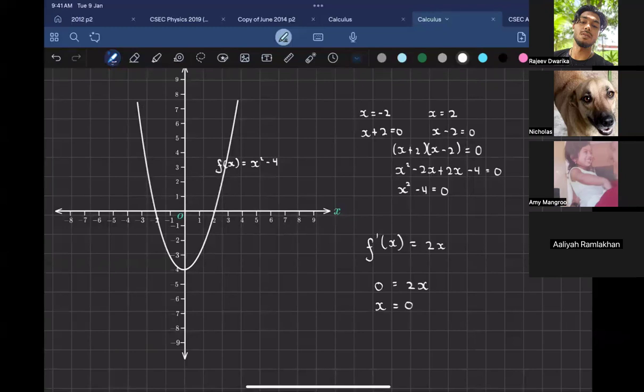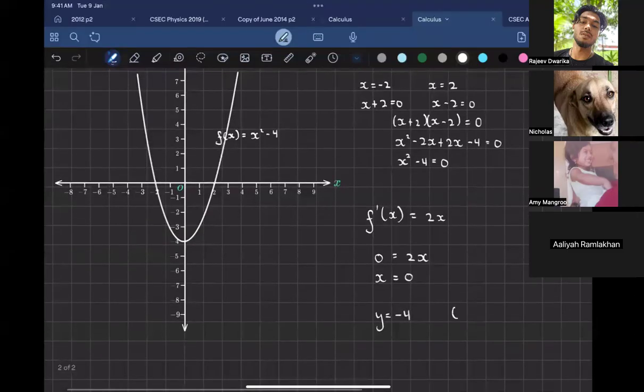If I plug 0 into that, what would I get for y? You subtract 4, whatever the turning point is. Correct. So the turning point would be 0 minus 4. This is actually another subtopic. I cannot jump back a couple of steps there, but I'm just showing you how it works.